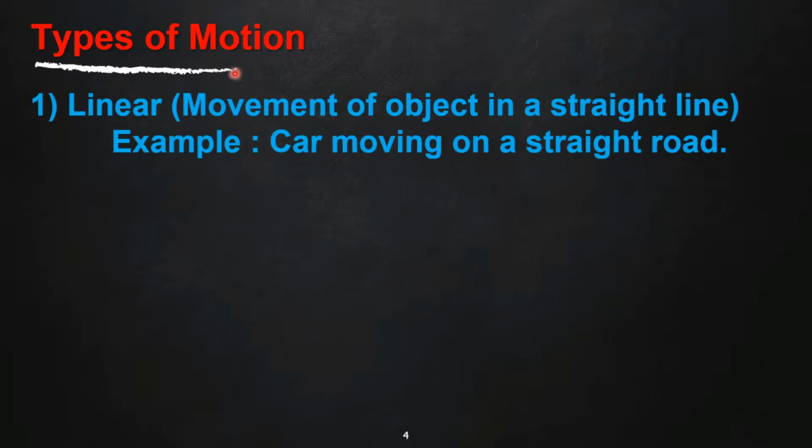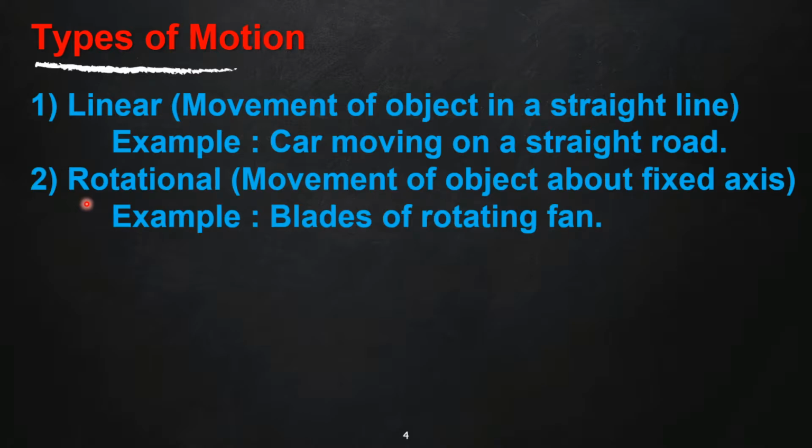Now, the types of motion. See, there are many types of motion. The first one is linear, when the movement of object is in a straight line. The example for this is car moving on a straight road. The second type of motion is the rotational motion, the movement of object about fixed axis. For example, the blades of rotating fan. See, they are fixed to an axis and the blades are rotating around this axis.